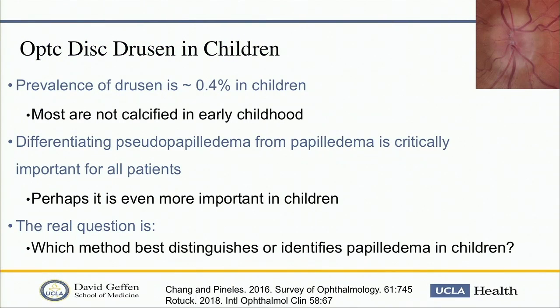Okay, great. So we know that Drusen are not uncommon. All of you see them. You're pediatric ophthalmologists or comprehensive ophthalmologists. But the real question here is, on that first time that you see that patient, not on serial testing, does that patient have papilledema, or Drusen, or both? And it's even more important in children to make the right diagnosis. So the question for me is, what's the best method that distinguishes or identifies papilledema in children?